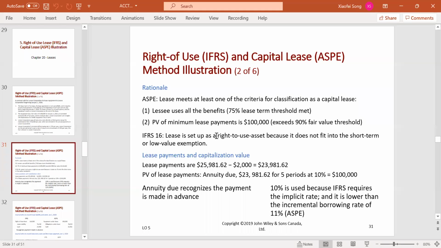Under IFRS, the lease is set up as a right-of-use lease, right? It's a conveyed use of a specific asset for consideration. So it is capitalized under both IFRS and ASPE, and since they use the same discount rate, the computation will be the same.